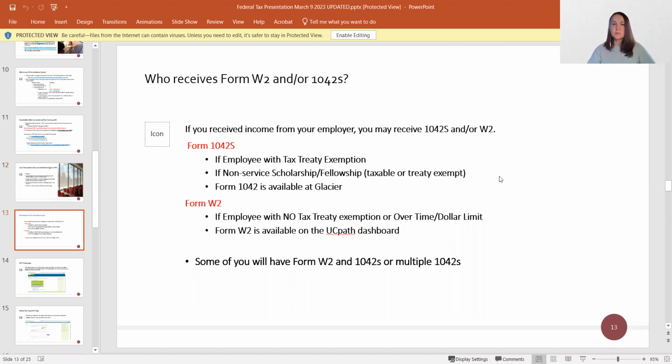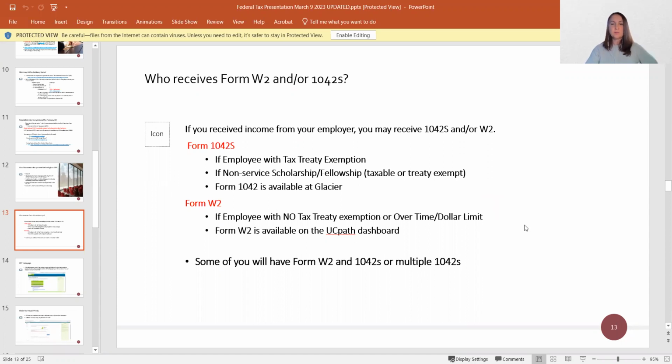I've been getting a number of questions for the last 2 weeks, when students start working on the US tax return in Glacier and start chasing me for a W-2, because Glacier tells you that you have to have a 1042-S and W-2 to start working on your tax return. Well, W-2 is only for employees. So you have to have UC Pass dashboard access. You have to receive pay monthly or biweekly by check in order to get a W-2.